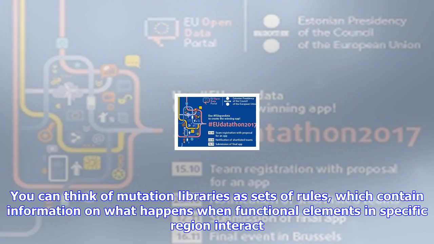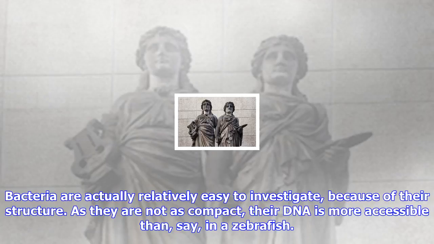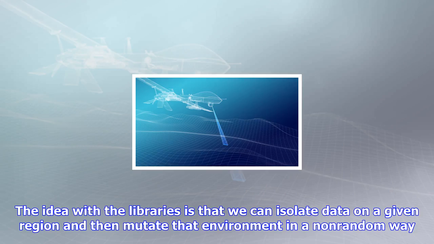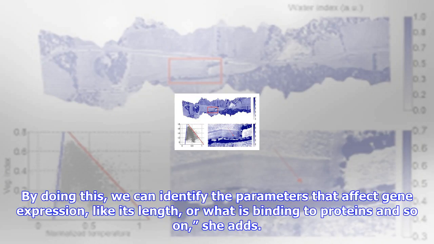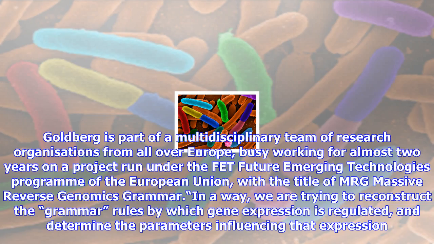You can think of mutation libraries as sets of rules, which contain information on what happens when functional elements in a specific region interact. Bacteria are actually relatively easy to investigate, because of their structure. As they are not as compact, their DNA is more accessible than, say, in a zebrafish. The idea with the libraries is that we can isolate data on a given region and then mutate that environment in a non-random way. By doing this, we can identify the parameters that affect gene expression, like its length, or what is binding to proteins and so on," she adds.